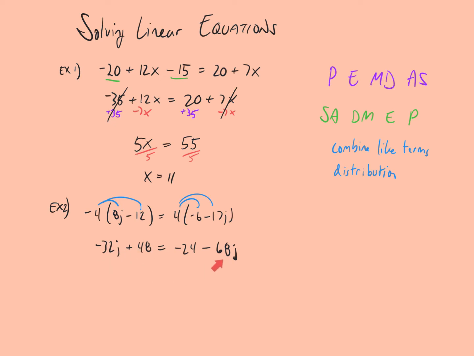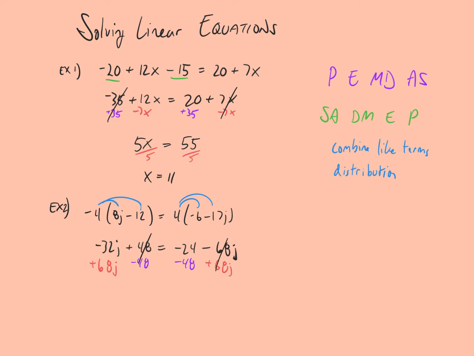Now I want to look at my variables and get them on the same side. So negative 68 is actually smaller than negative 32. So I'm going to add 68 j's to both sides. I'm always moving the smaller one to help keep the variable terms positive, just because I think it's easier. But then since the j's are moving to the left again, our numbers are going to move to the right. So I'm going to take that 48 and kick it to the other side. So minus 48.